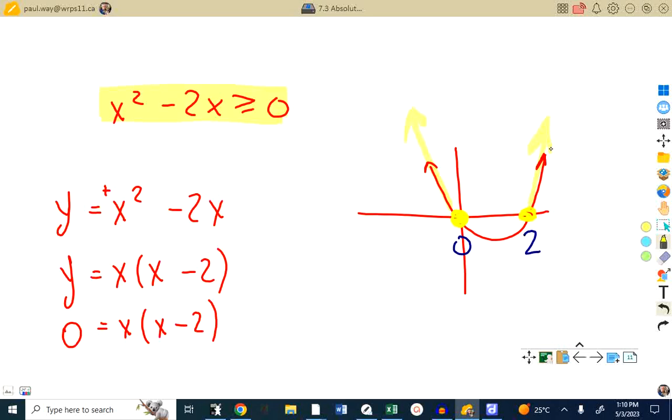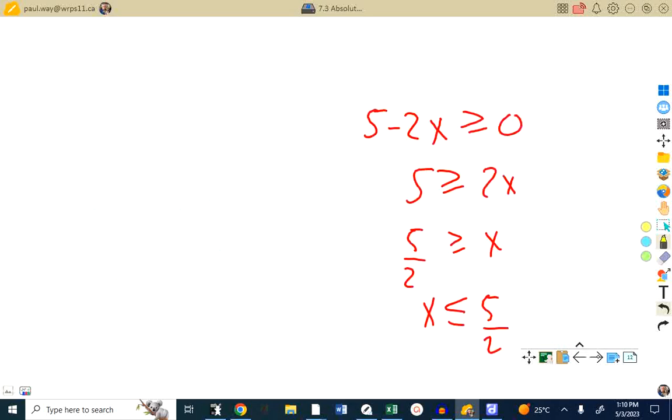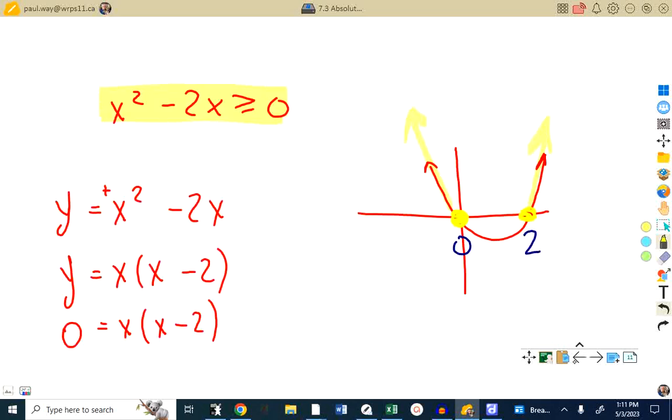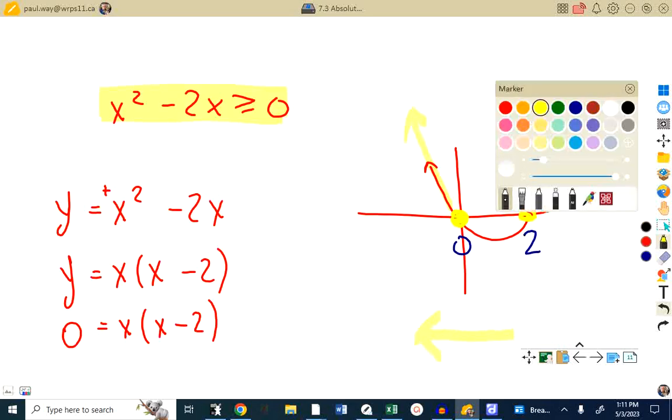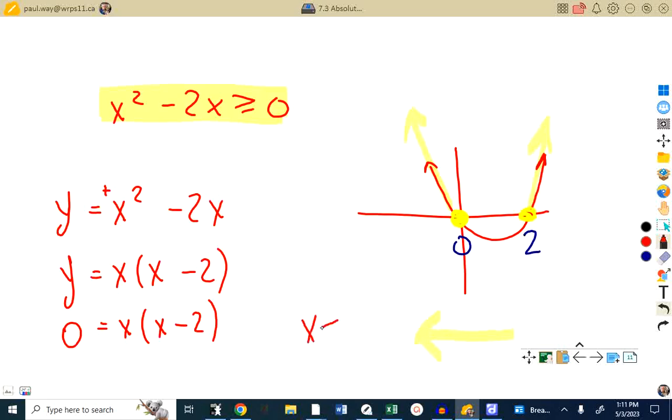So what is the subdomain? What is the solution to this? I want to go back and show you something. If I said, what is the solution to this? The solution to this is that statement. Are you with me on that? We're just rearranging a linear inequality. So the solution is talking about x. The solution to this would be x is less than or equal to 0 and x is greater than or equal to 2.